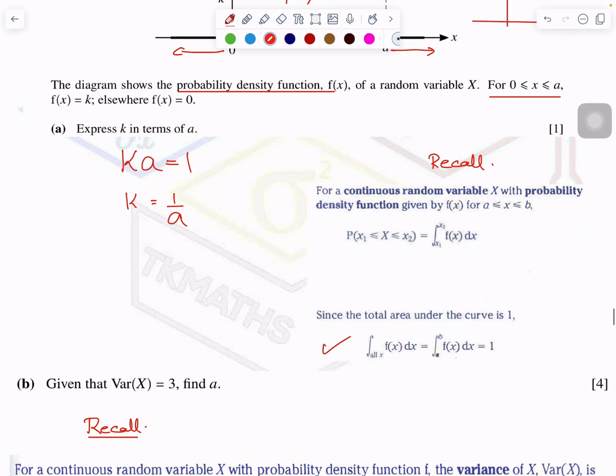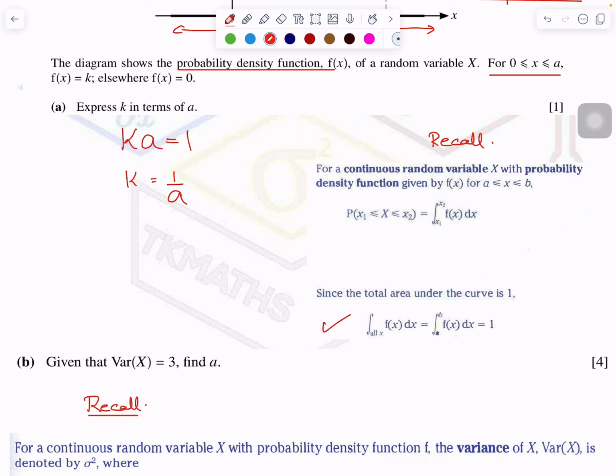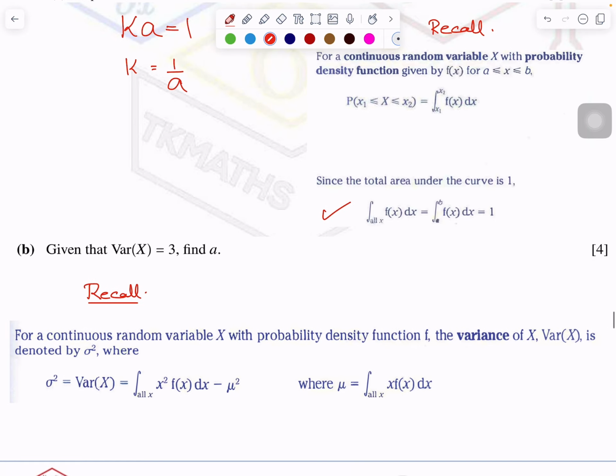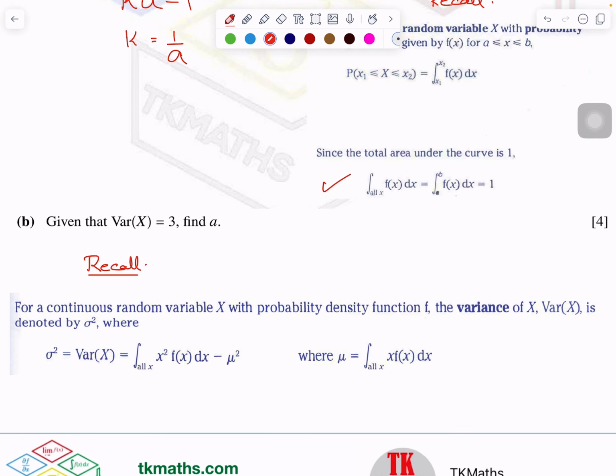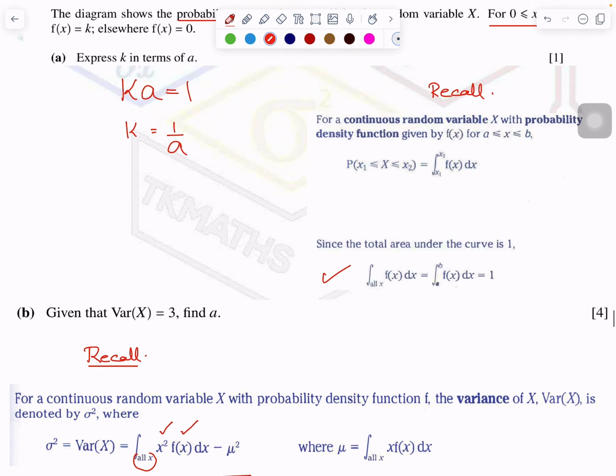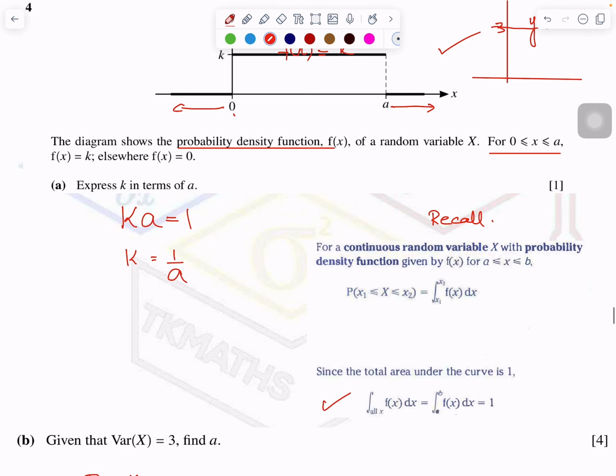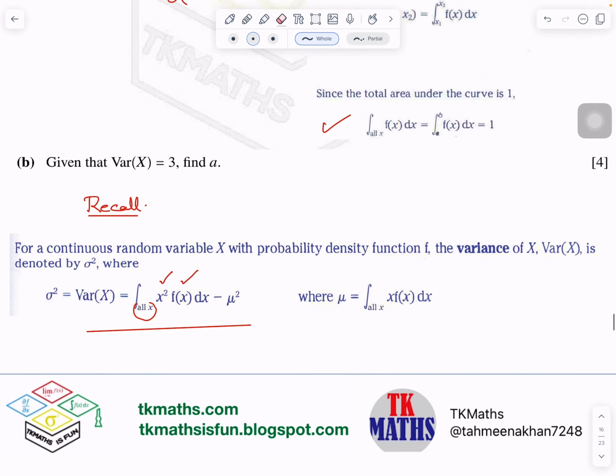Now let's come to part 2. In part 2, variance of x is given to you, which is 3, and you have to find out a. Now again you have to recall the formula which is given to you in MF19. Here it is. So you will multiply the function by x square for all values of x. So what are my values of x here? 0 to a, right? 0 to a, which is completely covering the entire area.